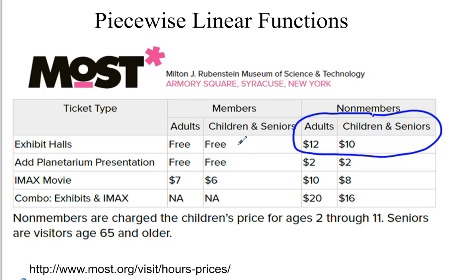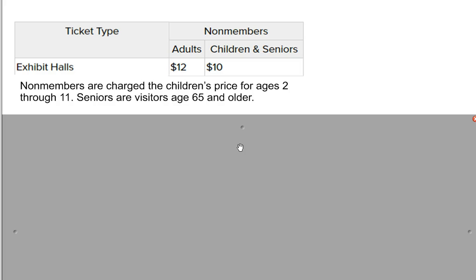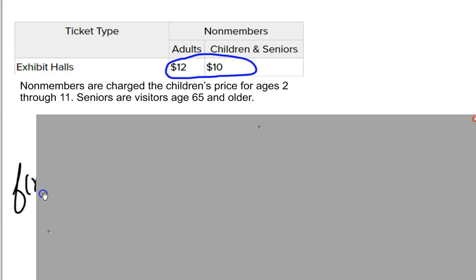Let's simplify this table a little bit and just look at this part here. So, depending on your age, you pay a different price for admission as a non-member. And what they consider a child is 2 to 11, and then seniors they consider to be 65 and older. So basically there's different pieces depending on your age. So we can represent this in function notation.